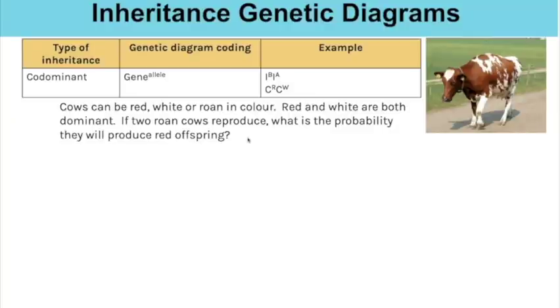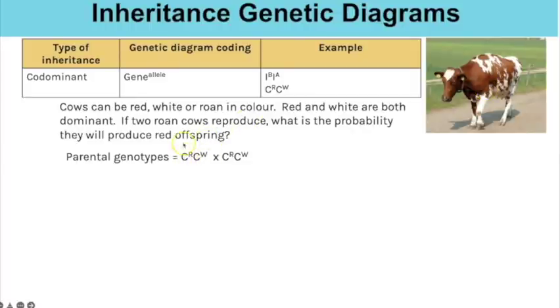Now if we have a look at a codominant example, cows can be red, white or roan in colour, and this is roan here where it's blotchy with both colours expressed. And in this example we have 2 roan cows reproducing, and they want to know what's the probability they'll produce red offspring. So 2 roan cows, because this is codominance, both the red and the white are dominant. That's how it's possible to get roan where they're both expressed.